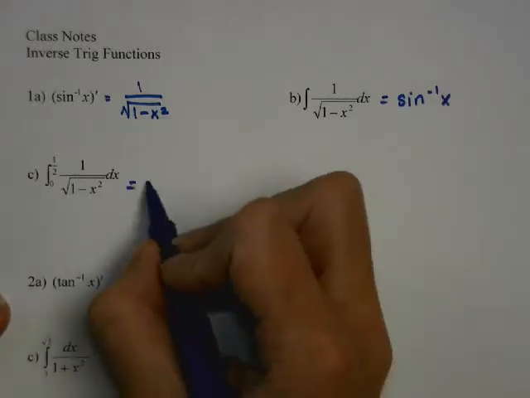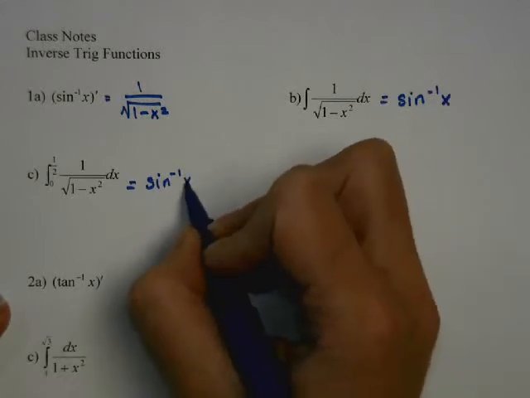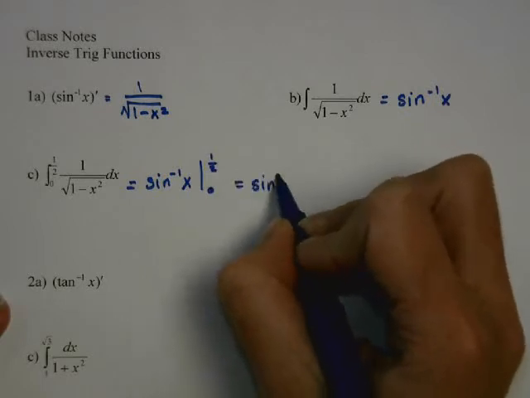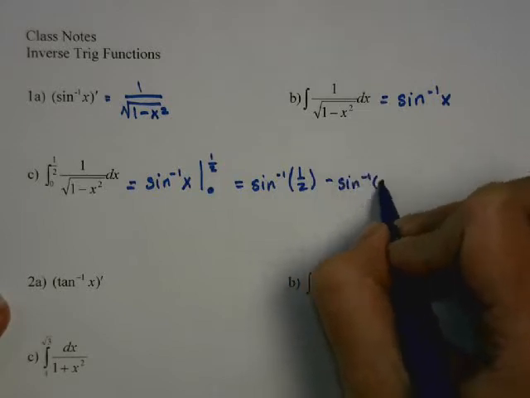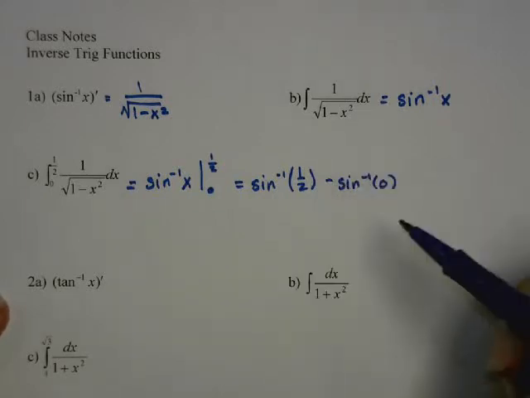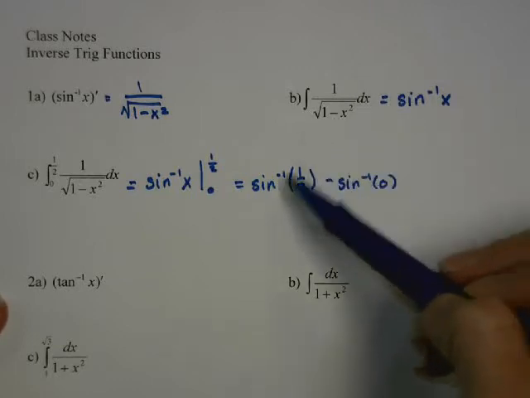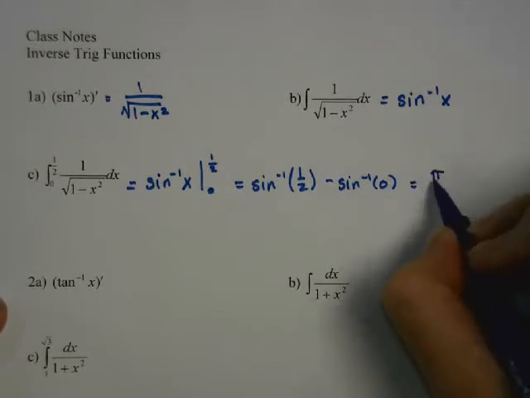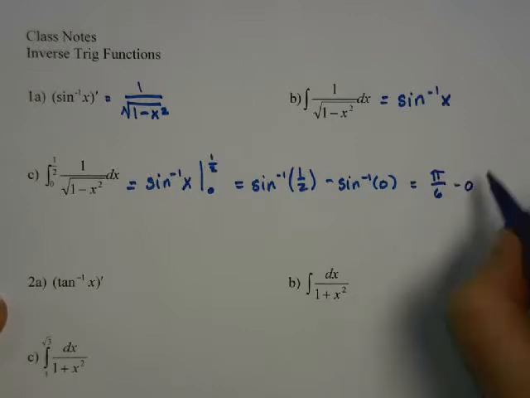So here, this would be sine inverse from 1/2 to 0. So we have sine inverse of 1/2 minus sine inverse of 0. So we're looking for on the unit circle between negative pi over 2 and pi over 2, where sine is 1/2. So that's going to be at pi over 6. And then sine inverse of 0 is going to be 0. So our answer here is pi over 6.